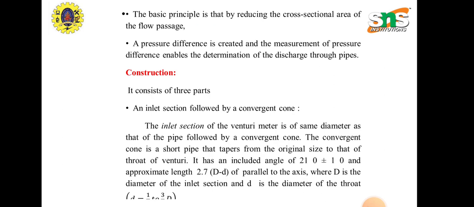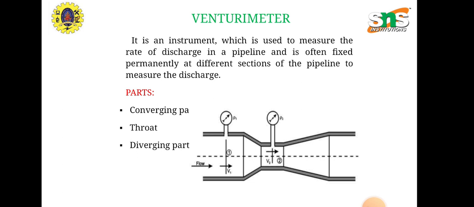The basic principle is that by reducing the cross-sectional area of a flow passage, a pressure difference is created. The measurement of pressure difference enables the determination of discharge through pipes. So for example, we could connect a U-tube manometer or a differential manometer at the converging part or section 1, and one end is connected to the throat.